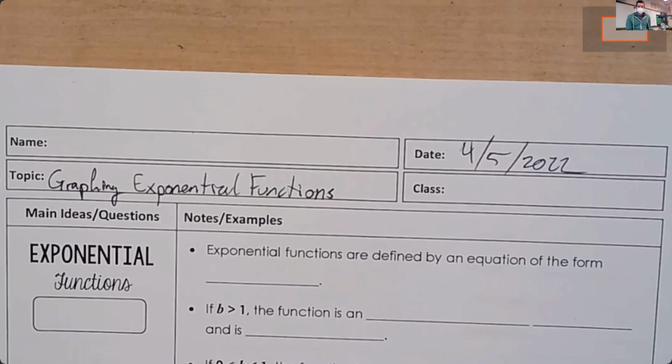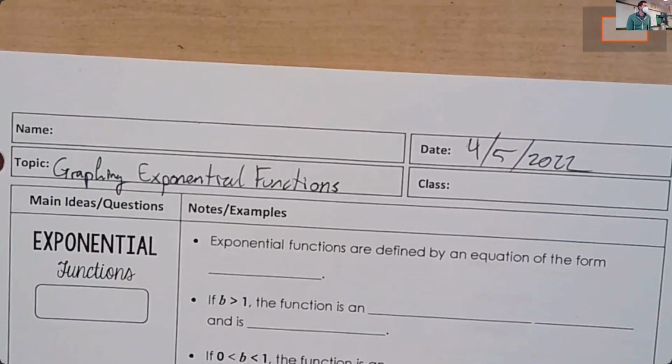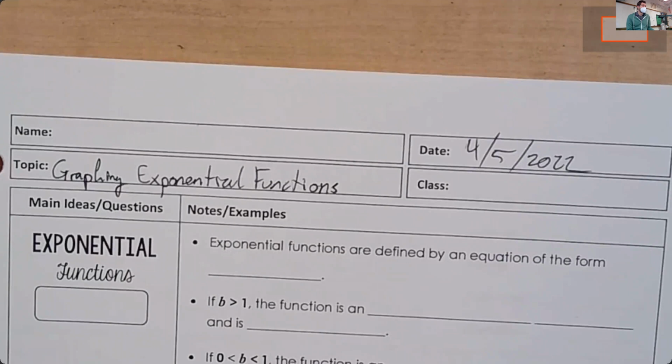So exponential functions are defined by an equation of the form. Does anybody remember what the form of an exponential function is from Intro to Physics? It is possible that the variables we use here are a little bit different than the variables you use in your science class, but it should be the exact same form. Does anybody remember? If you don't, that's all right.